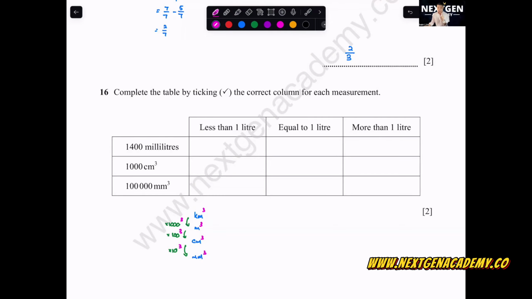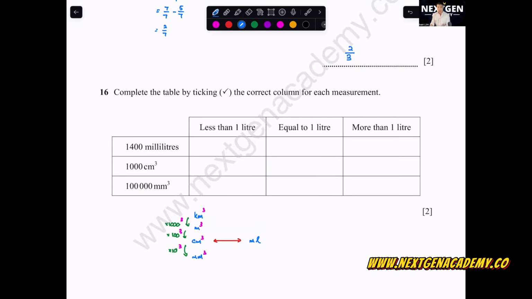Okay, so the bridge is here. I want y'all to draw a bridge like that. It's the same as ml. Also 1000 cm cube is 1 liter. Okay, but we remember this one first. We remember it like that first.